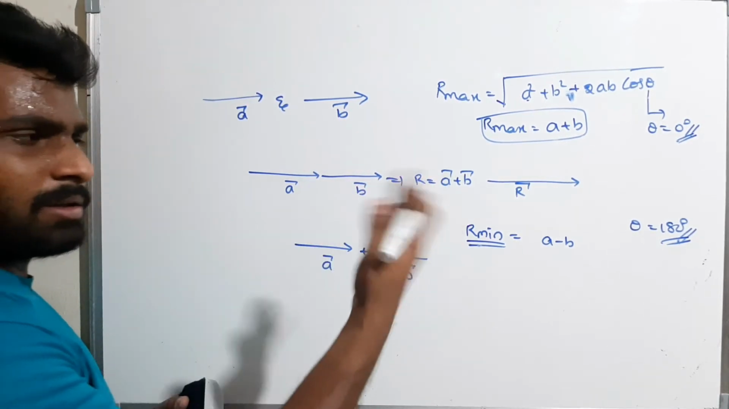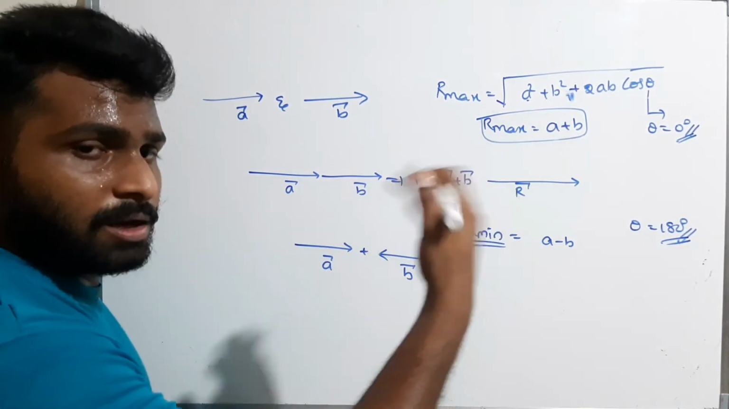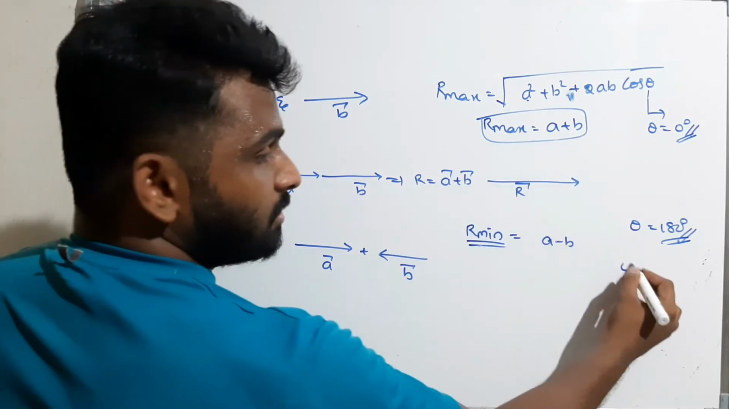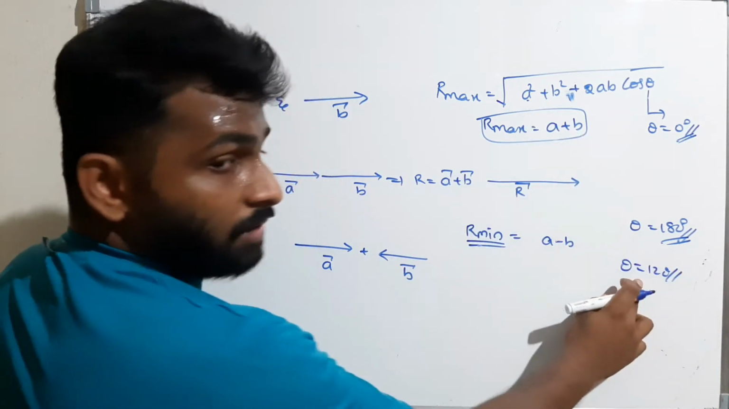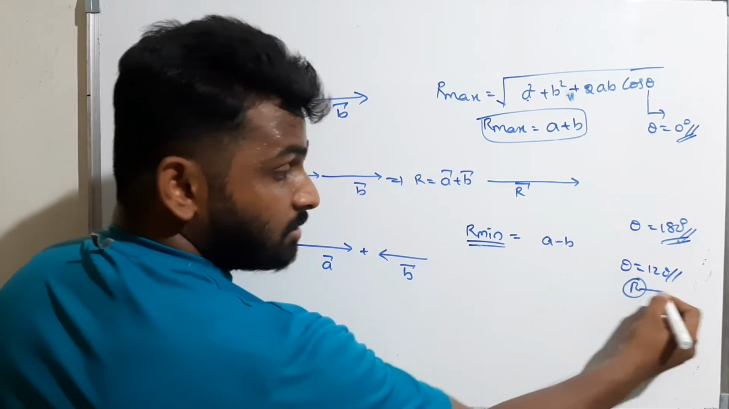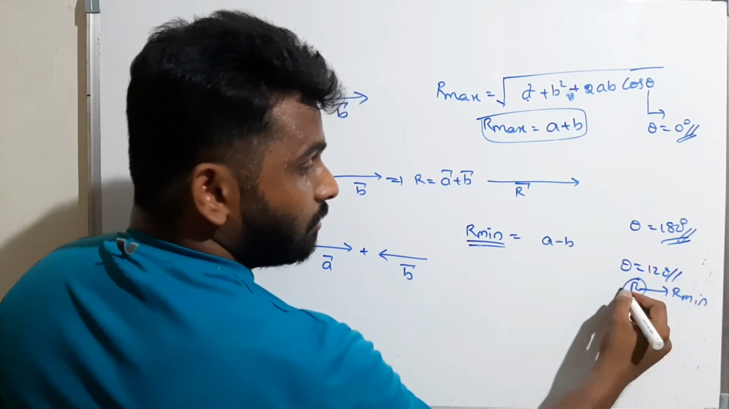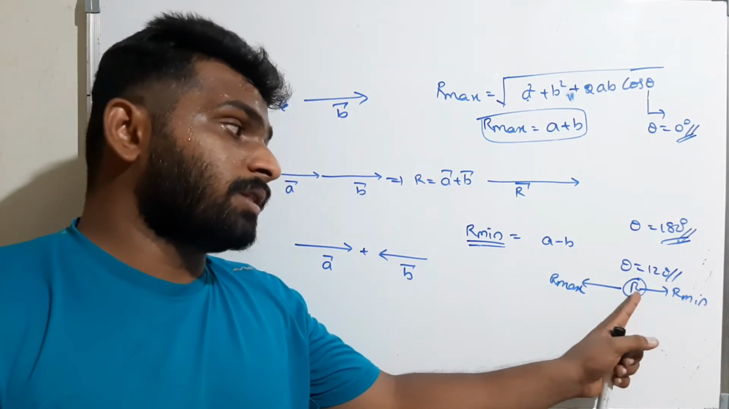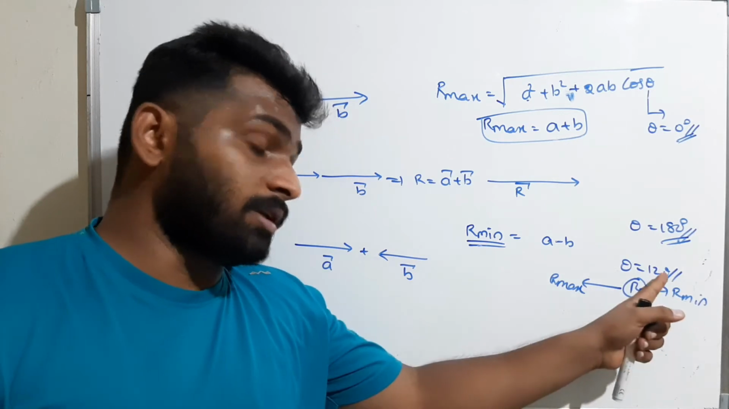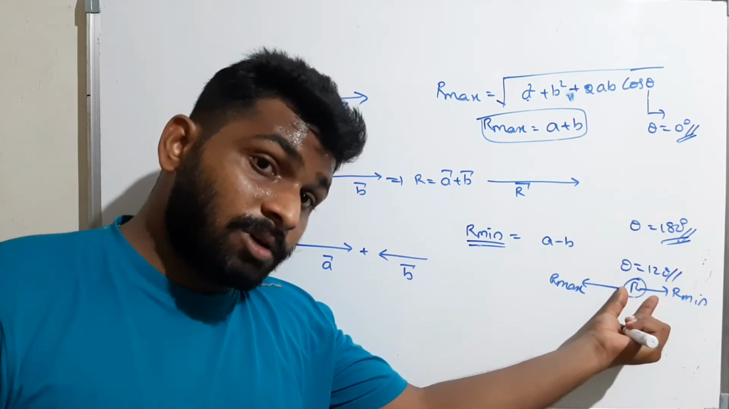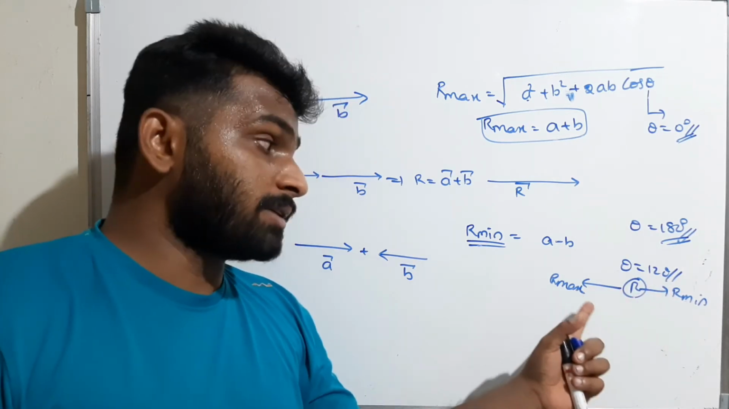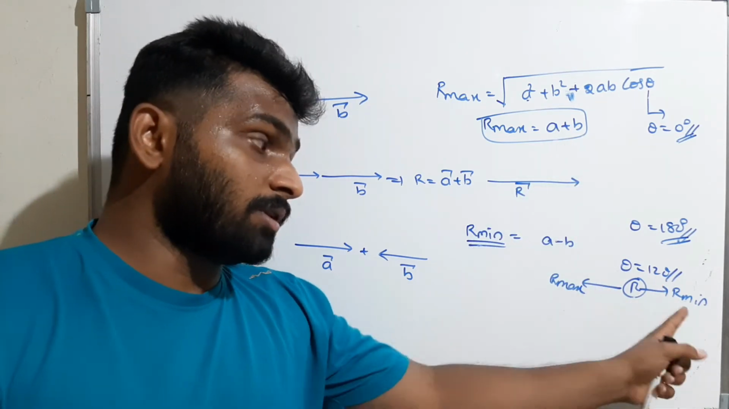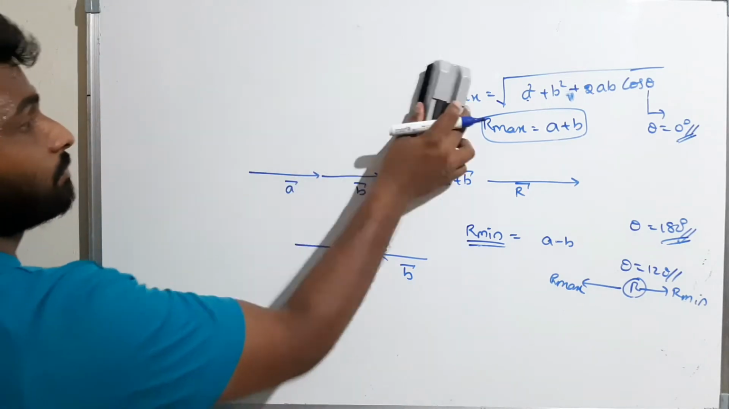What about the remaining angles? It may be 0 to 180. Whatever the angle, the value will always lie between maximum and minimum. If theta is equal to 120 degrees, you will get some resultant r. This r lies between r minimum and r maximum. R maximum is a plus b, r minimum is a minus b. The resultant you get has to be between them. Okay.